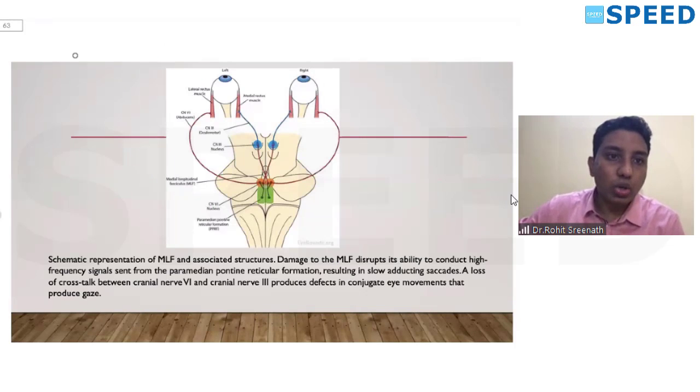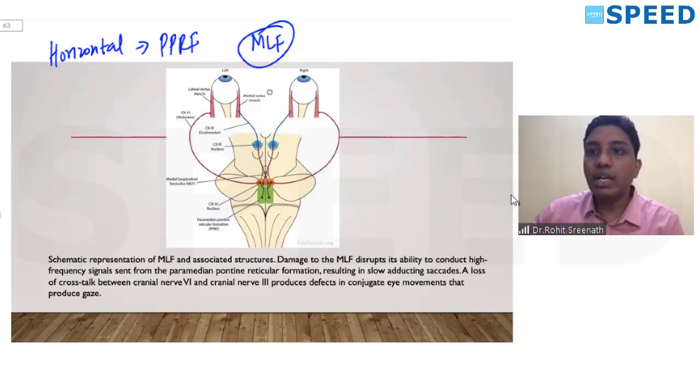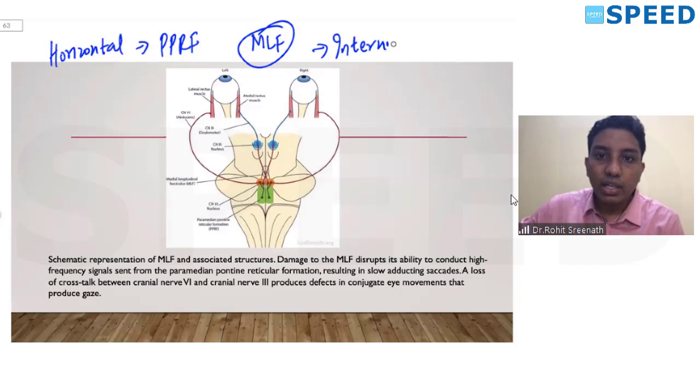Next we go to the horizontal gaze center. Remember which is the horizontal gaze center. Yesterday we discussed that the horizontal gaze center is the parapontine reticular formation. The parapontine reticular formation receives information from the internuclear neurons of the MLF. MLF stands for the medial longitudinal fasciculus. Any lesion of the medial longitudinal fasciculus will result in a condition called internuclear ophthalmoplegia.